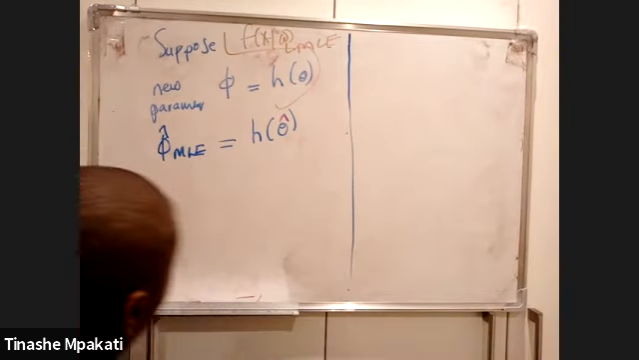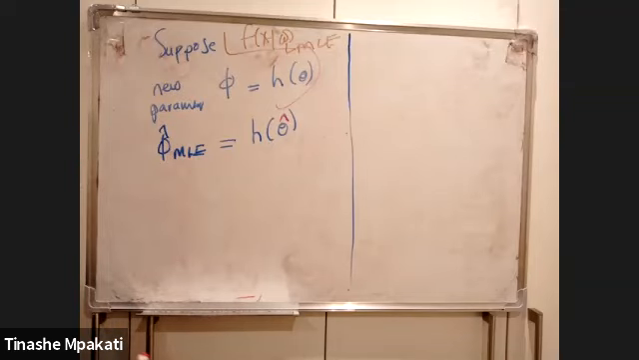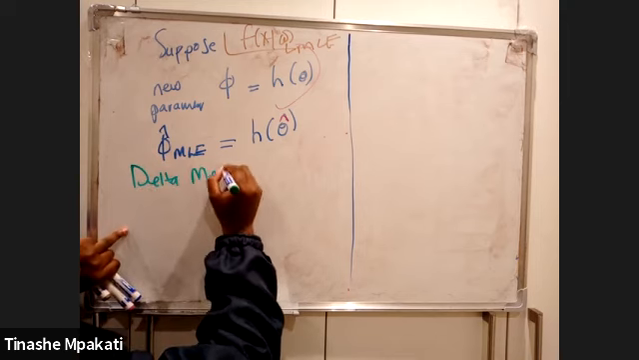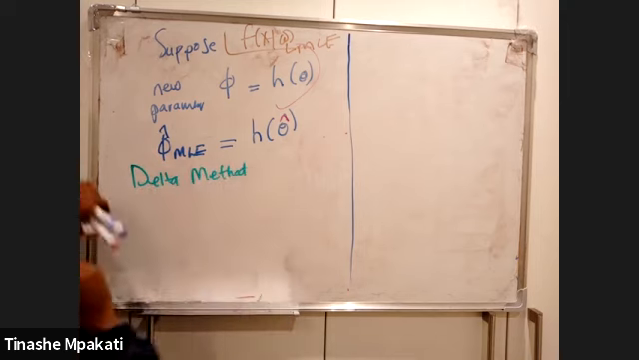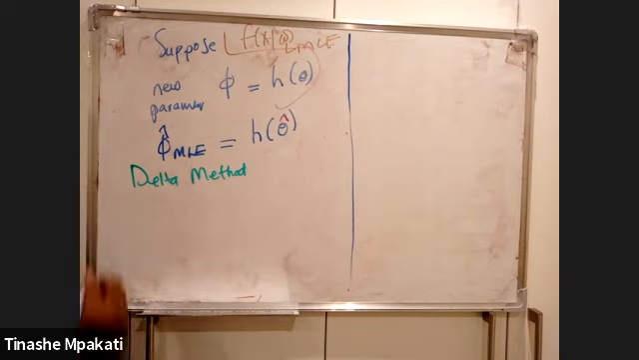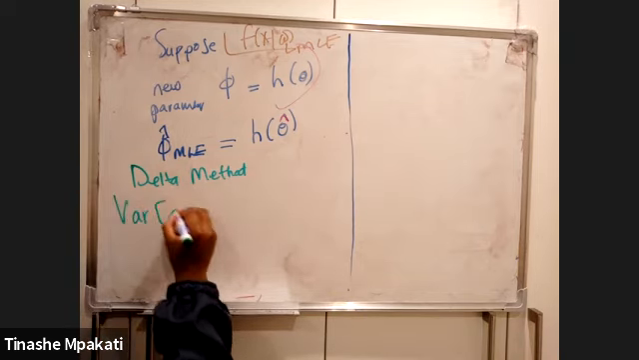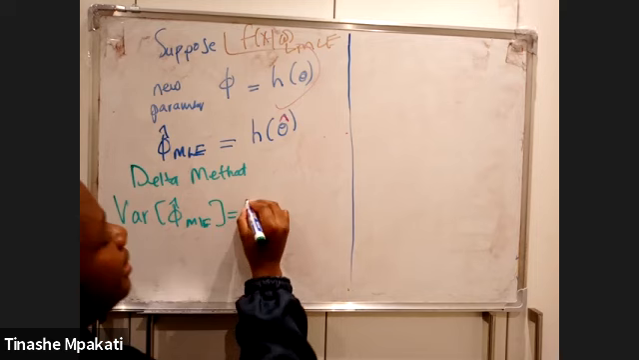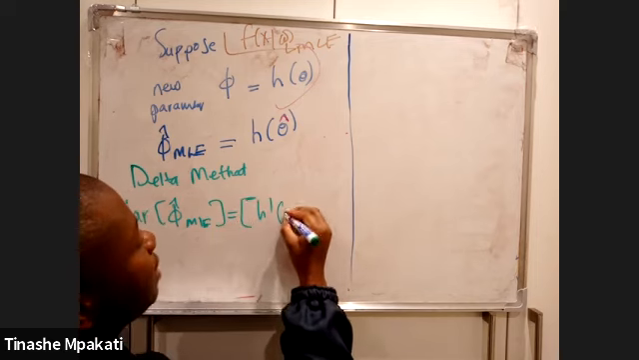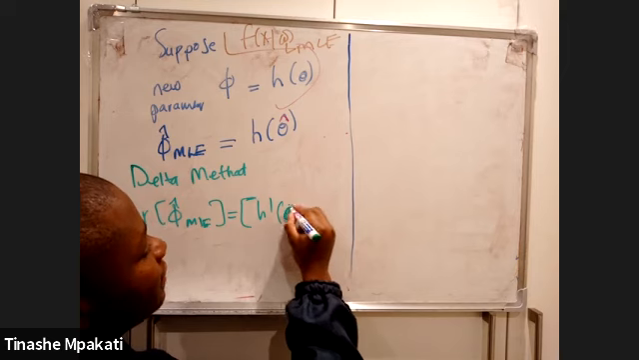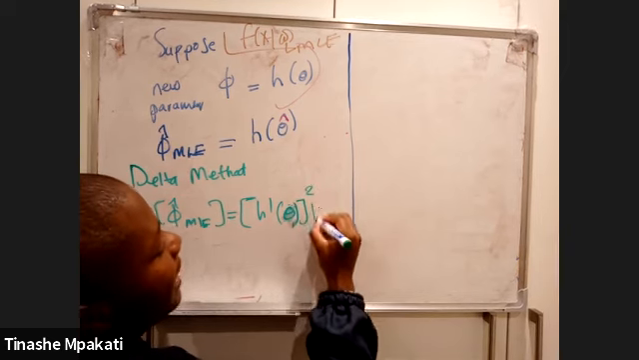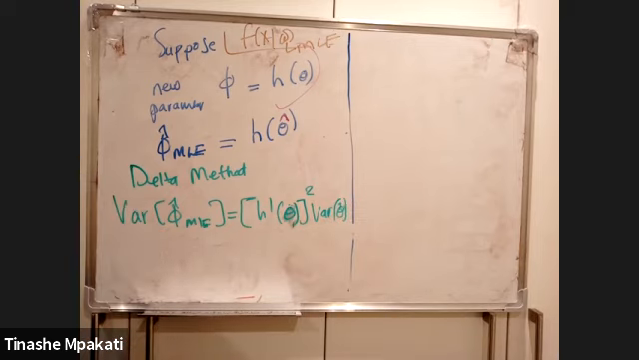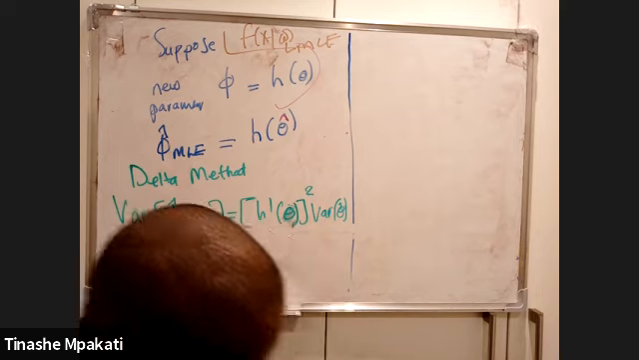We'll put this into practice soon, don't worry. And the delta method tells us that the variance of the new MLE that you have here is simply equal to the first derivative of this function, h of theta, squared, multiplied by the variance of theta. Okay, so just to get this straight, let me quickly summarize it before we do an example.